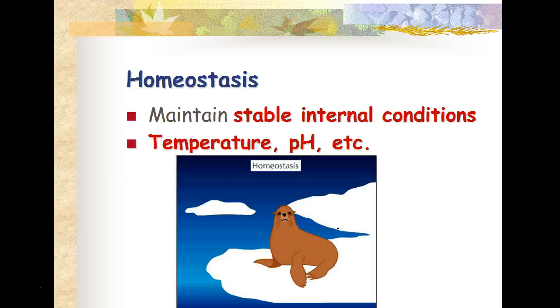Homeostasis, another characteristic of living things. We talked about this on the last slide, I believe, and the example was the diabetic. So homeostasis is just maintaining your internal conditions. Whether it be temperature, pH, or glucose levels, your body has a certain stable condition that it wants to have met 24/7.